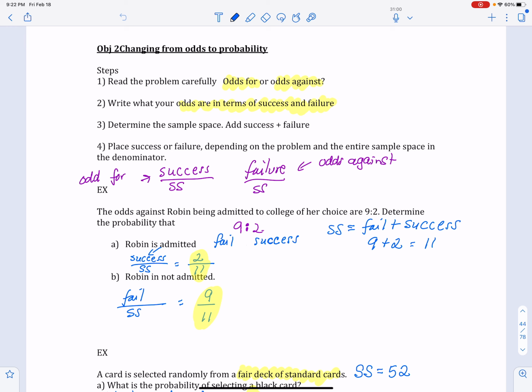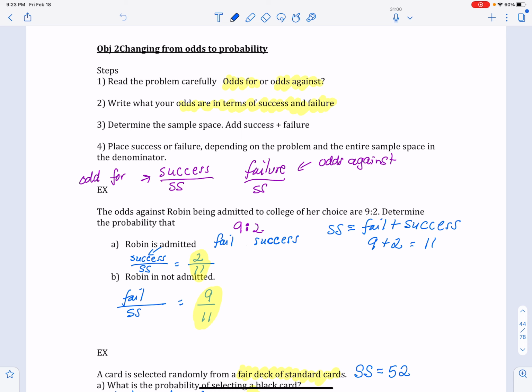So let's look at the next objective, which is changing from odds to probability. You have to read the problem carefully. Is it odds for or odds against? Remember, odds for is set up with a formula success to failure, and odds against is failure to success.